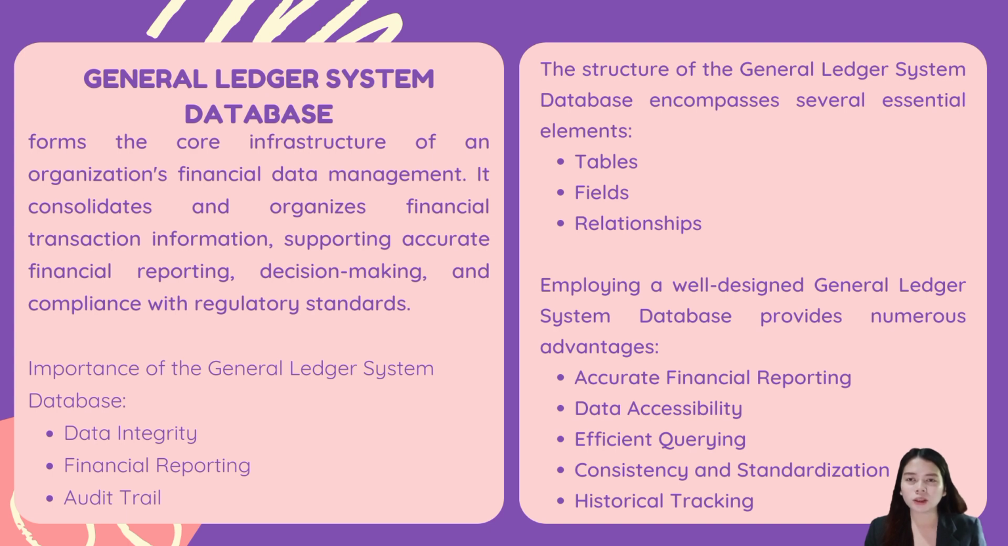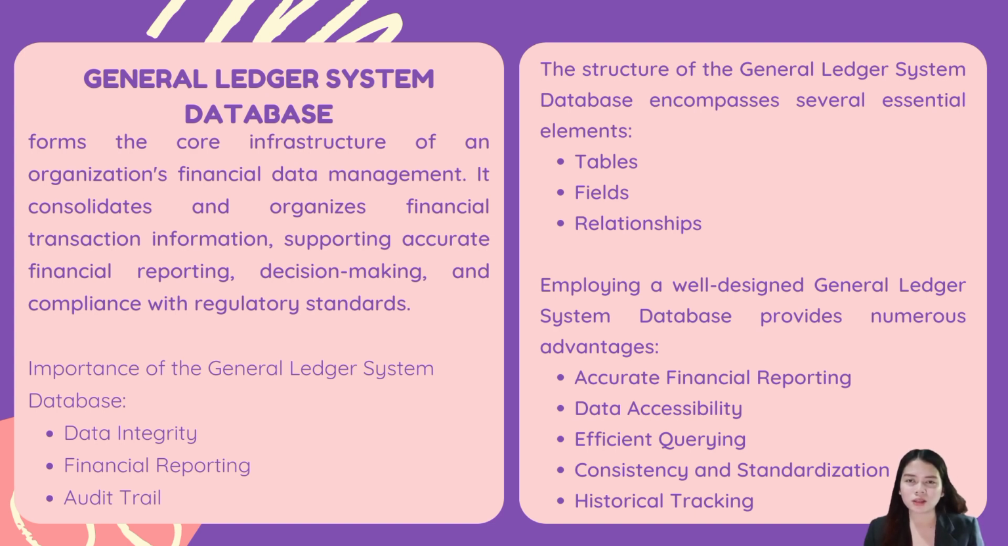And last one is the audit trail. A well-maintained database provides an audit trail for tracking changes and ensuring transparency in financial records. The structure of the General Ledger System database encompasses several essential elements. One is tables. Separate tables store data related to accounts, transactions, charts of accounts, and more.